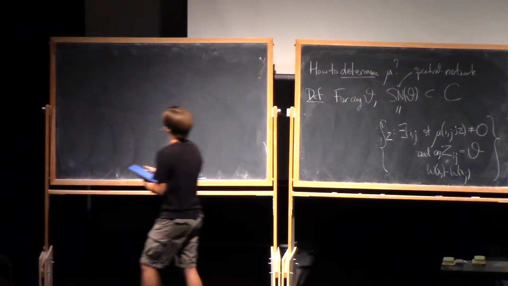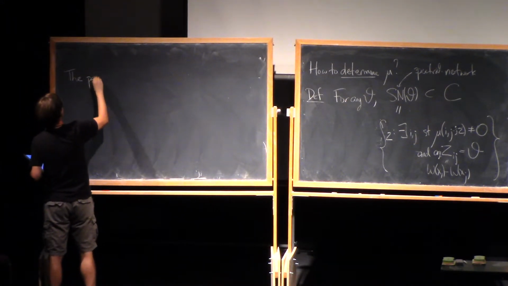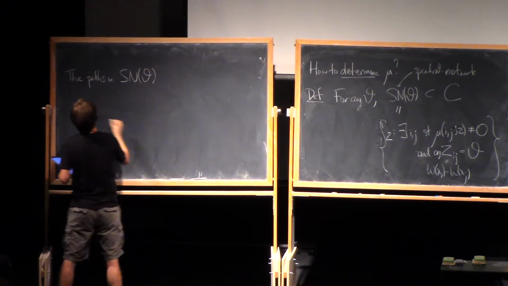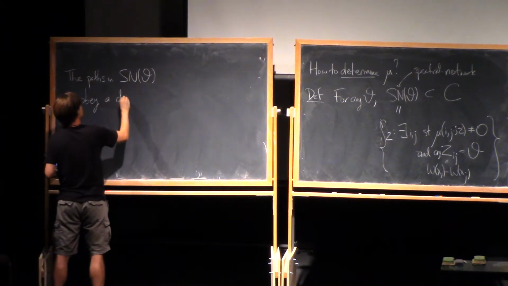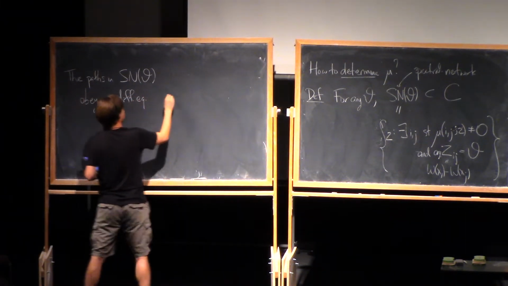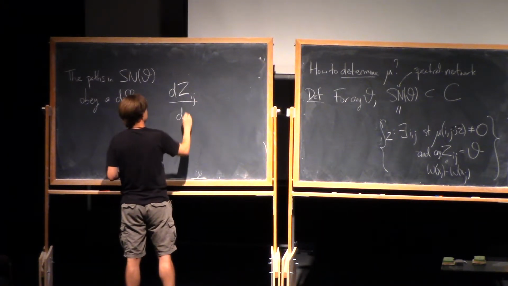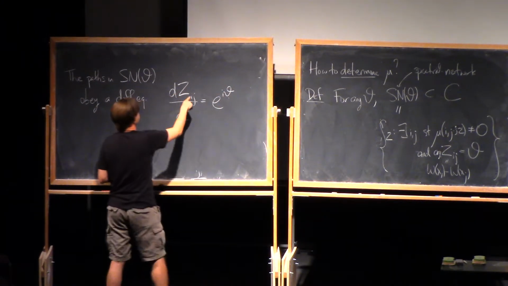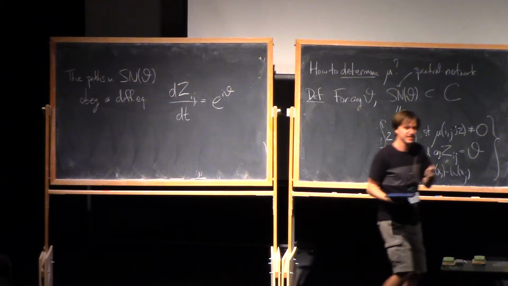So the idea is the following. The paths in the spectral network, the paths in Sn of theta, they're pretty easy to describe. They obey a differential equation. You can parameterize them so that dzij is literally e to the I theta. The idea is that they're characterized by the condition that zij stays the same phase. It stays the same phase, but its magnitude changes.